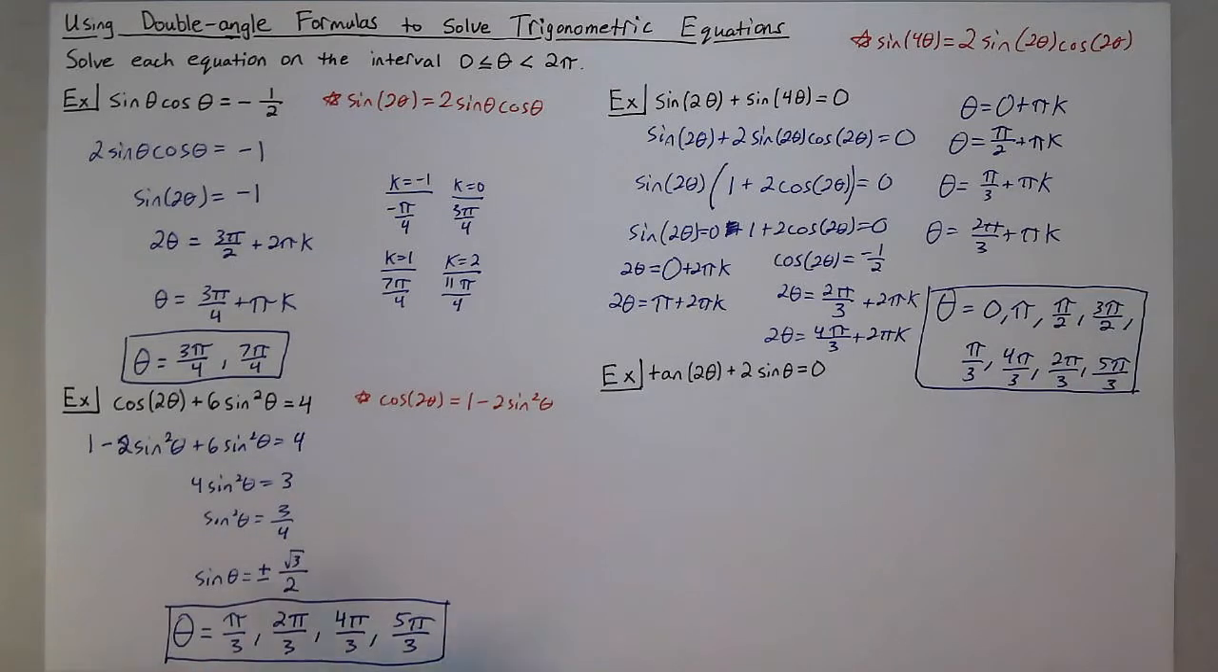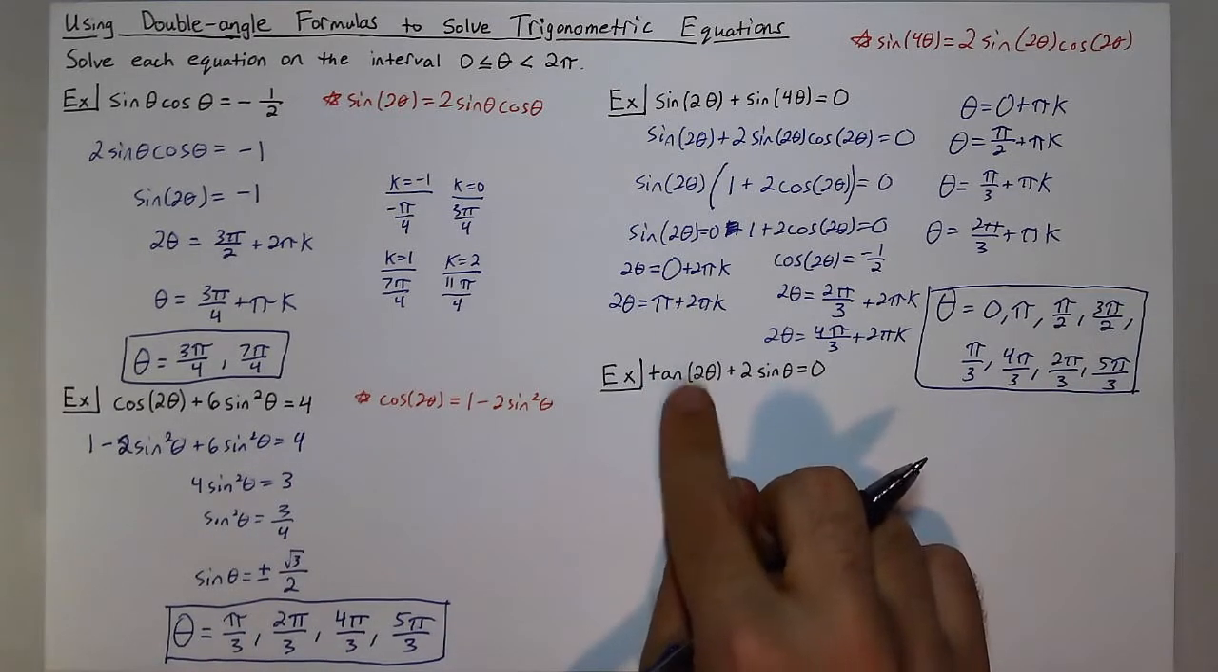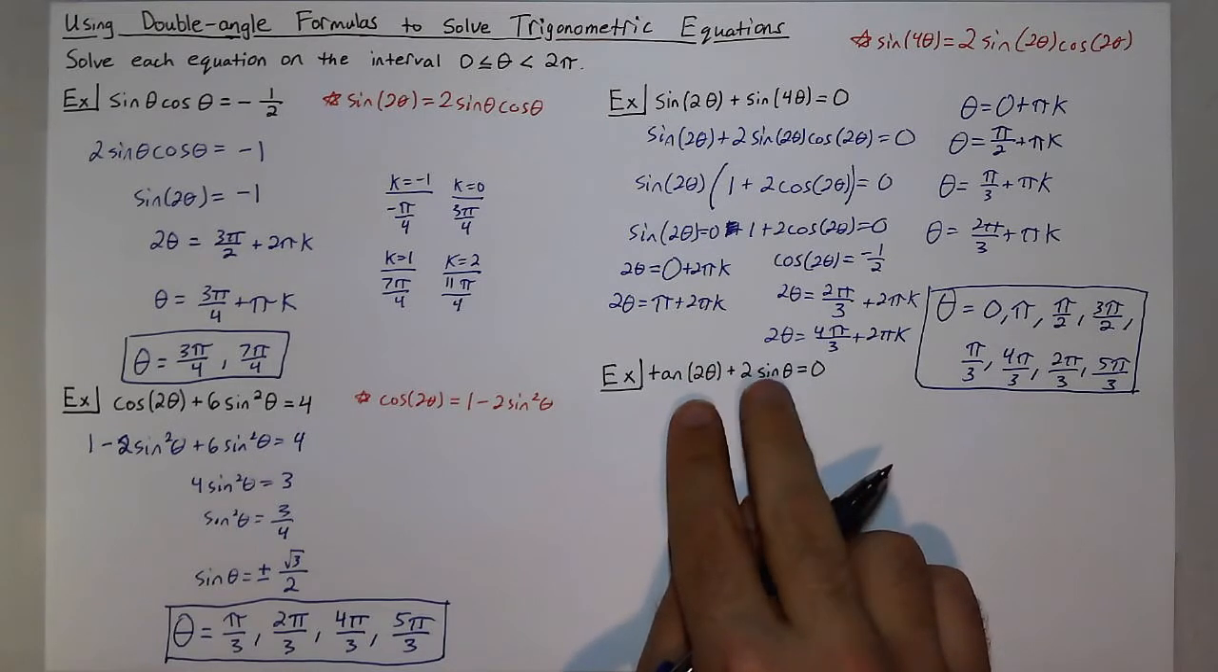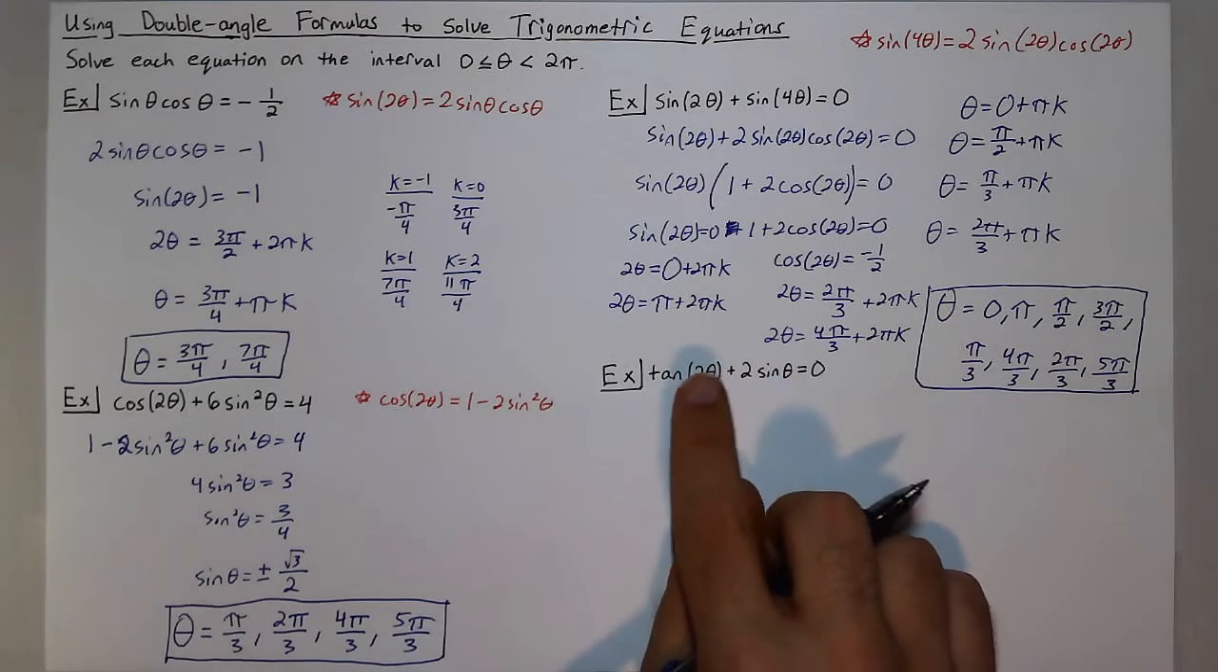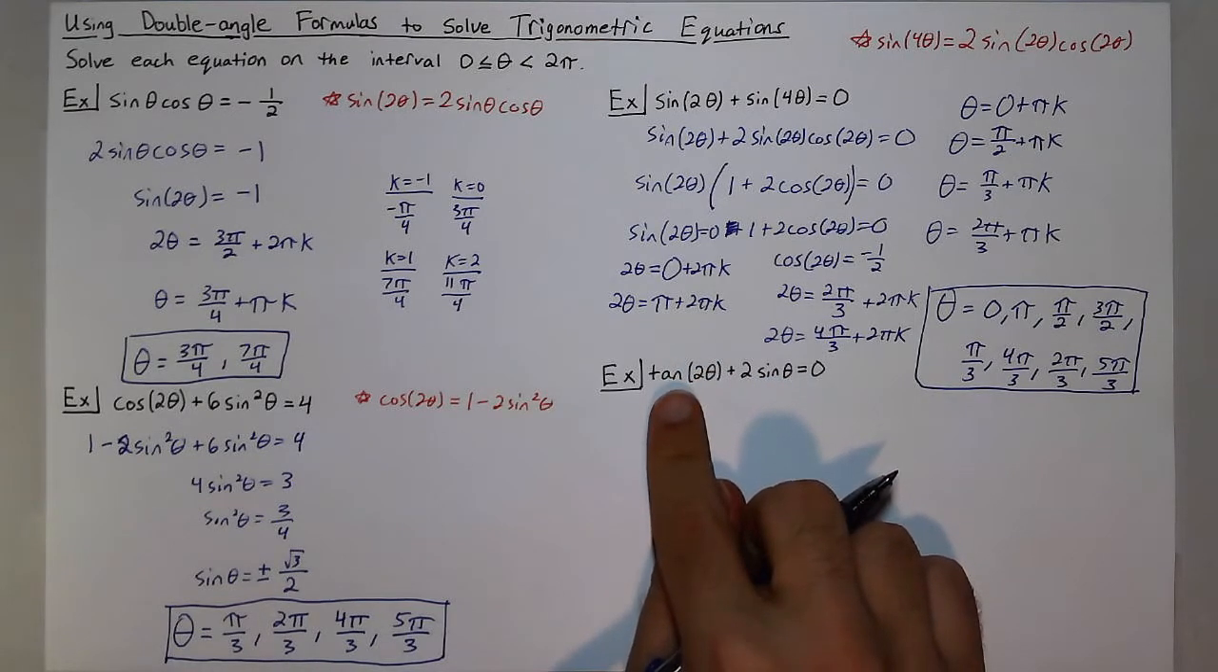Now for the next equation, I'm not going to use the double angle formula for tangent because it would just yield more tangent of thetas and not help me get rid of the sine of theta. So instead, I'm going to use the quotient identity for tangent first, and then use the double angle formulas for sine and cosine to find a solution.